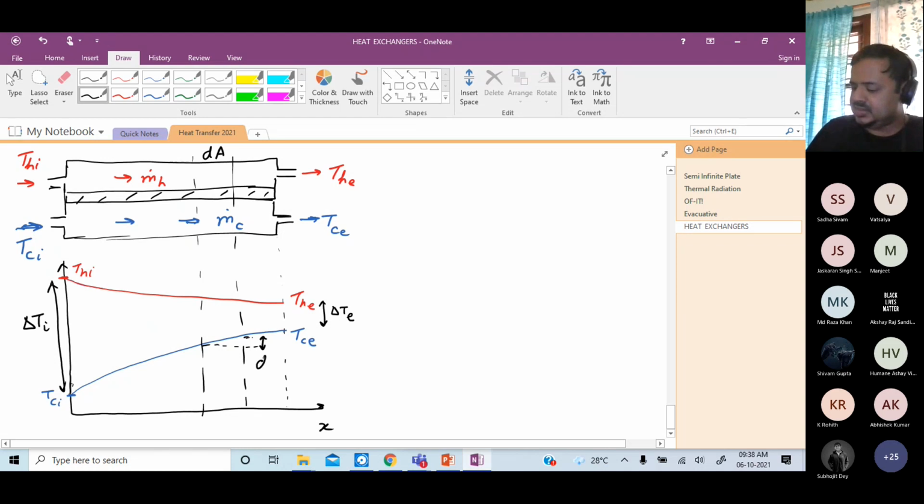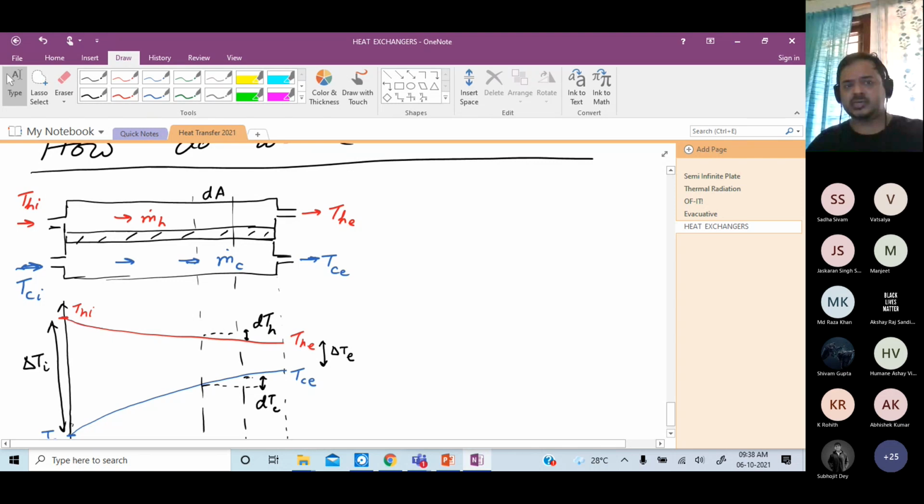So this is d of Tc, the temperature rise over this length. Similar is d of Th. Okay, so I'm not writing a lot of things. You have understood what I'm trying to say.